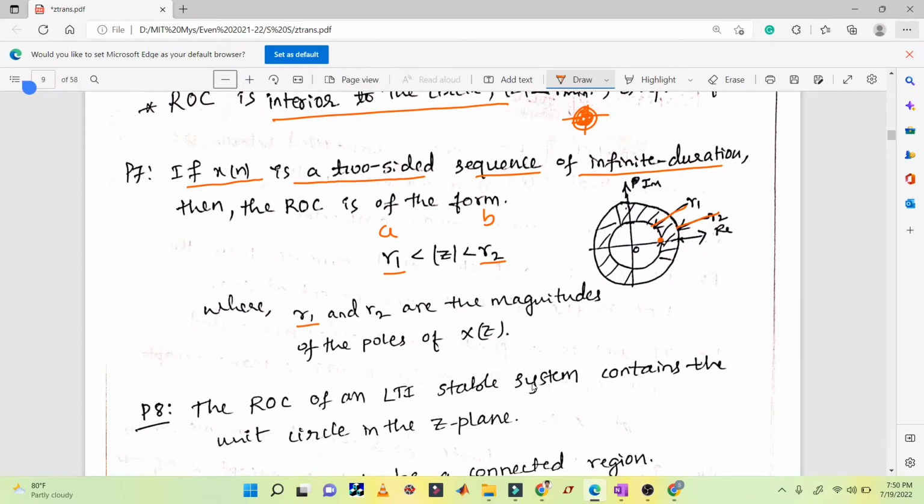And what is R1 and R2? Our A and B, our A1 and A2, it will be the magnitude of poles.